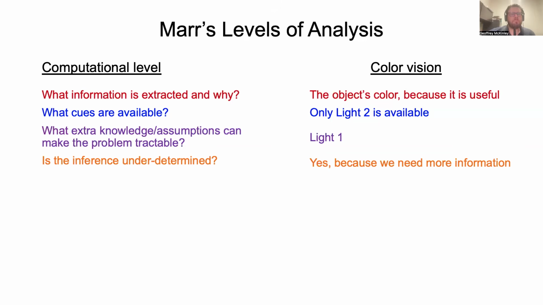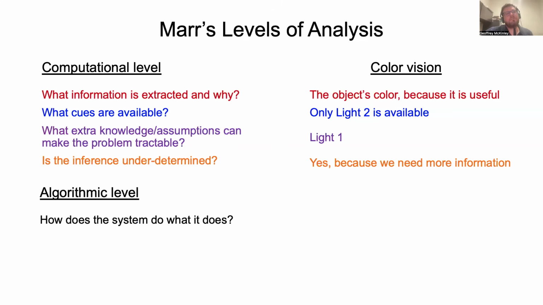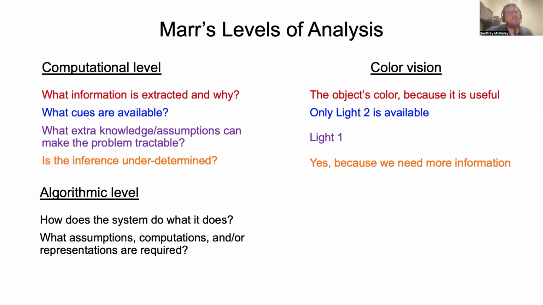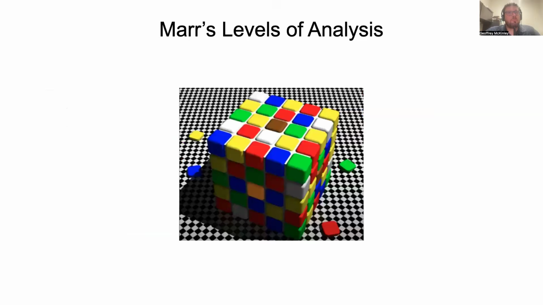On an algorithmic level, right? Well, how does the system do what it does? How does it extract that information? What assumptions, computations, and or representations are required to do this? And you could also ask, can we write programming code to do this? That would also fall under the algorithmic level, trying to figure out what steps are needed in telling a computer, for example, how to do this. All right, so to talk about this more, I want to introduce this example.